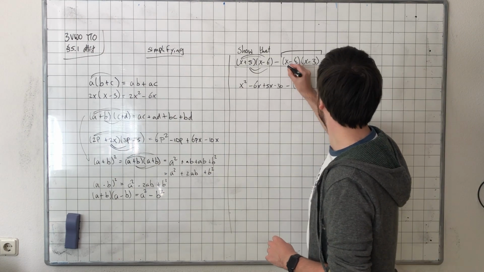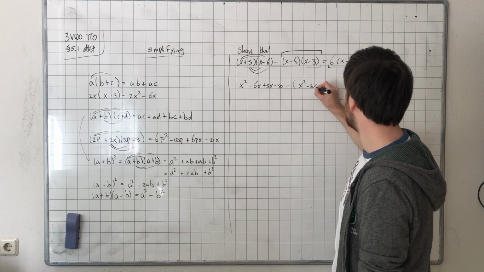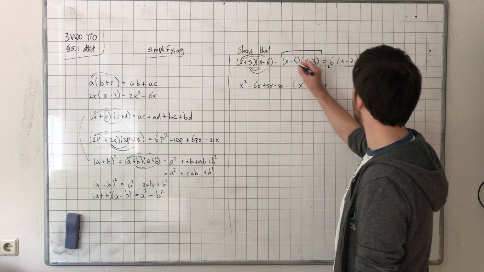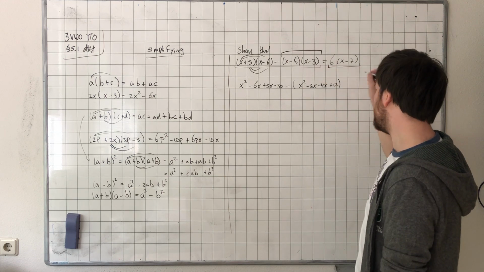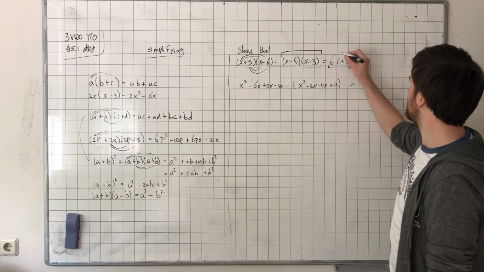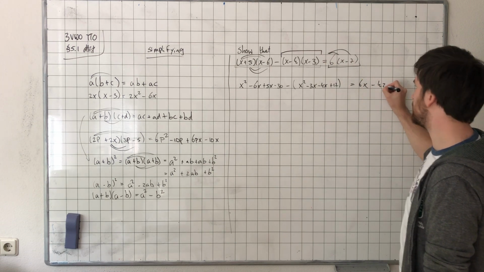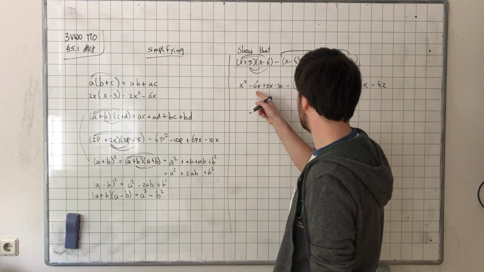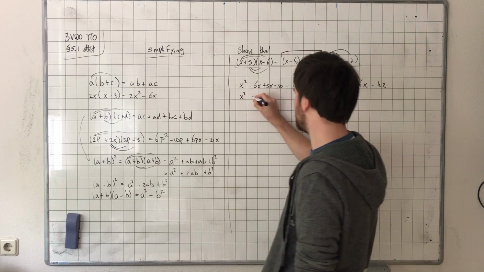Then we have x times x, that's x squared. X times minus 3 is minus 3x. Minus 4 times x is minus 4x. And minus 4 times minus 3 is plus 12. Then we're at the equal sign. And 6 times x, that's 6x. And 6 times minus 7 is minus 42. Okay, well that's a lot. We can simplify this. First things first. Minus 6x plus 5x, it's just minus x.